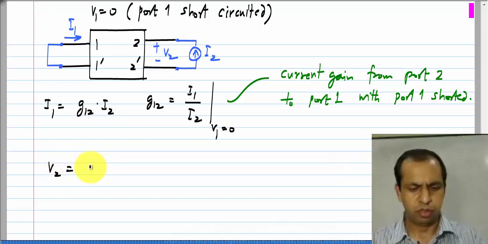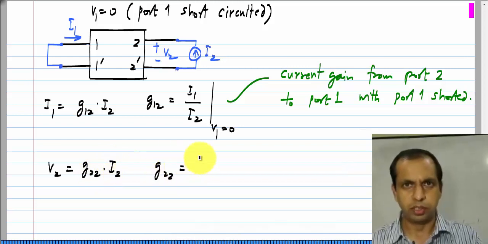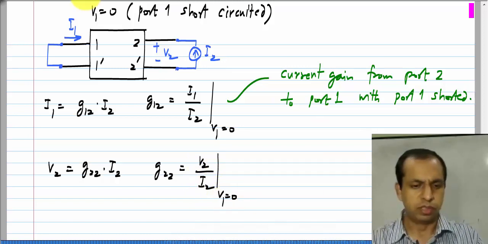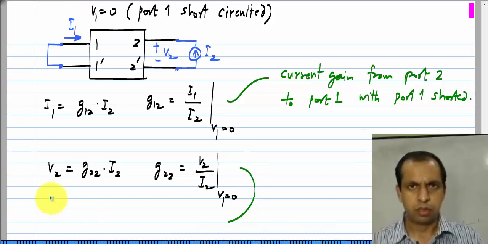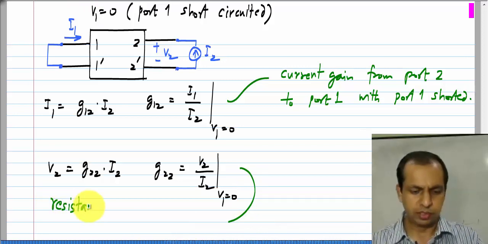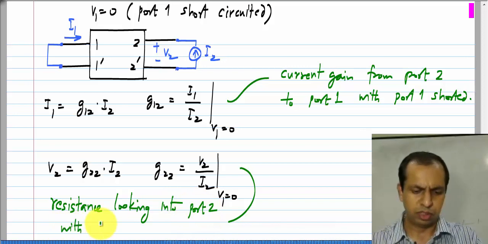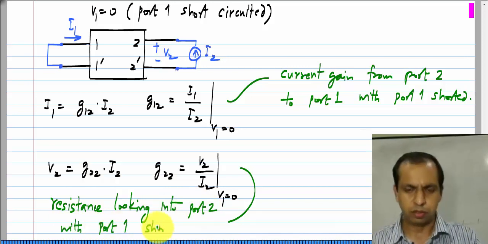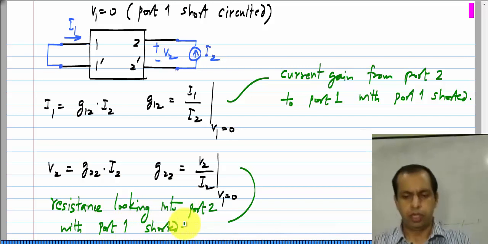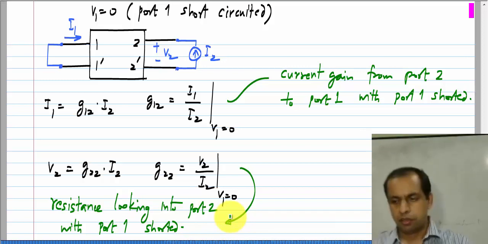And V 2 is G 2 2 times I 2, or G 2 2 is V 2 by I 2 with V 1 equal to 0, which is nothing but the resistance looking into port 2 with port 1 shorted. So, that is what G 2 2 is. So, very similar to all the other parameters, the measurement techniques are.